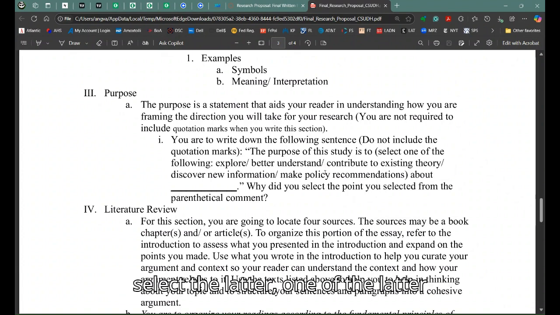But if you select one of the latter three points, you really have to think about how you're going to accomplish showing these points in your writing. Okay, so hopefully that makes sense. So I'm going to stop the video here, and then I'm going to go to the lit review.